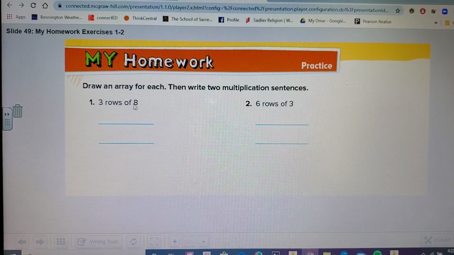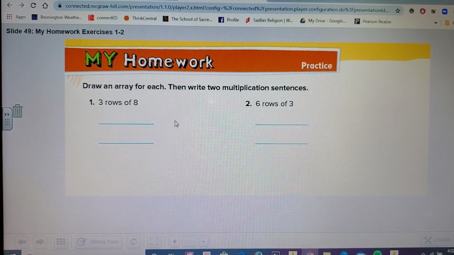3 rows of 8. So 1 row of 8, 2 rows of 8, 3 rows of 8. Your first multiplication sentence would be this order. 3 times 8 equals blank. Look at your multiplication chart to find the answer. Your other multiplication sentence, you will switch the factors. 8 times 3 equals.